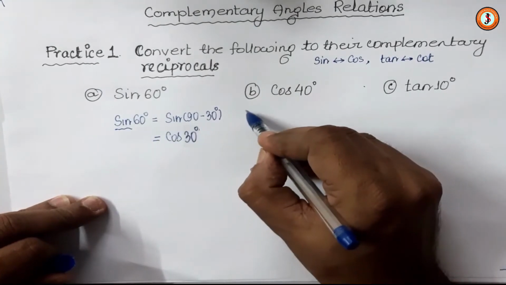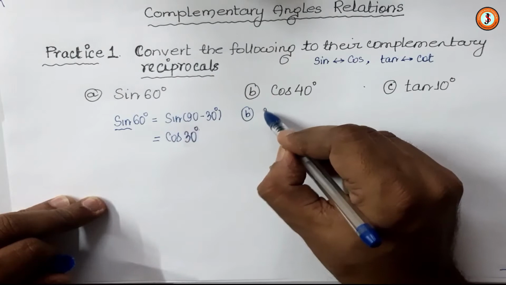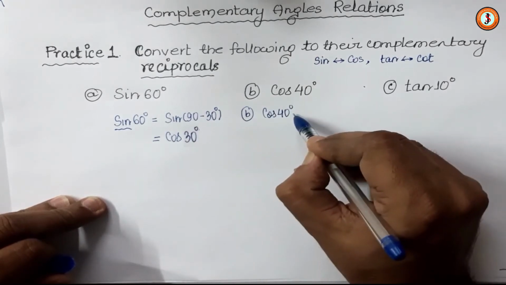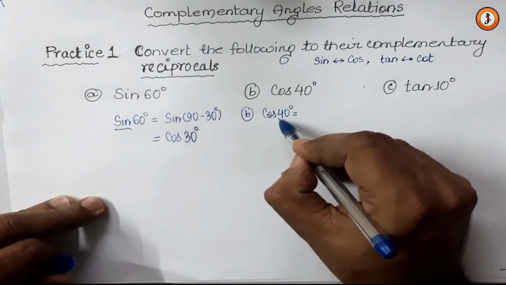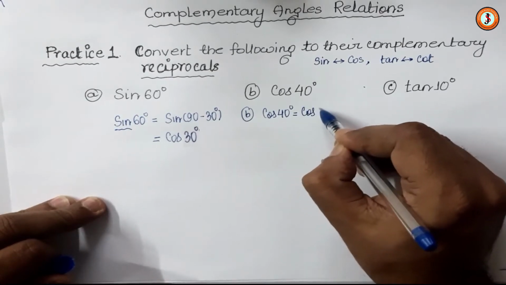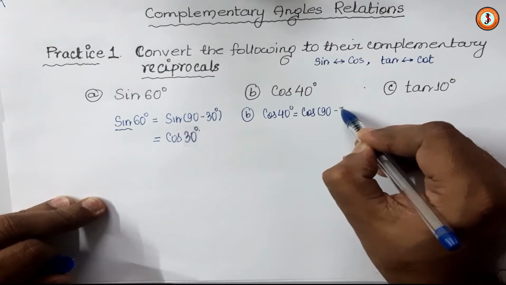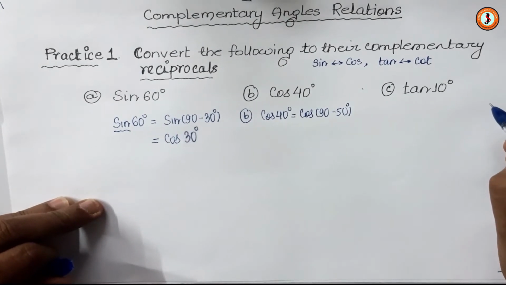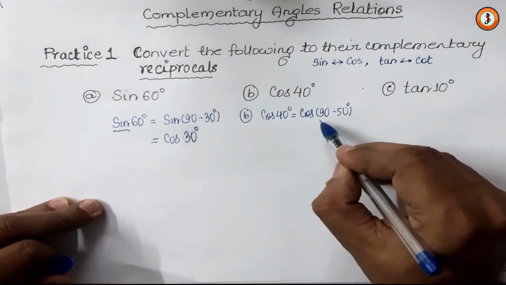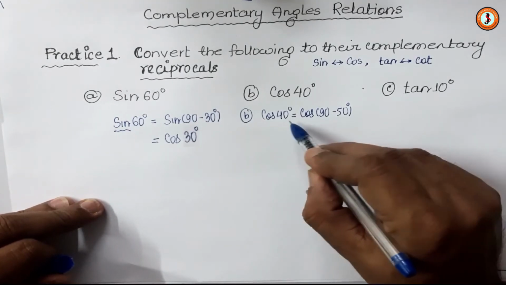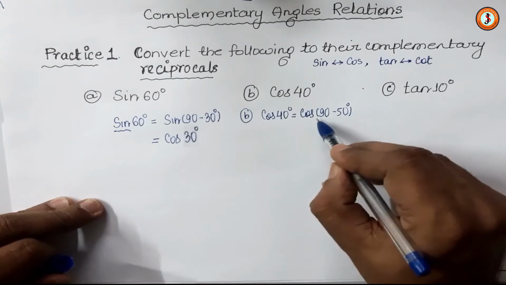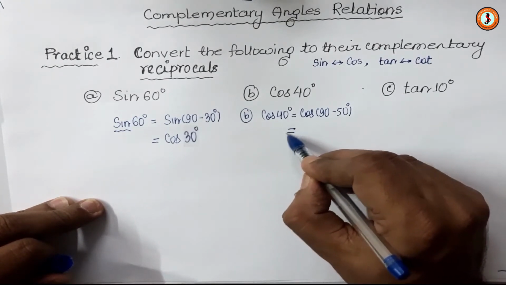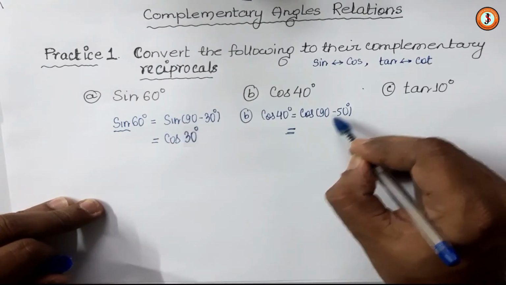Now we go to the next one, same pattern, cos 40. I don't change the ratio first. I change only the angle. So 90 minus 50. I write it in terms of 90. So 40 is 90 minus 50. Now cos 90 minus 50 means cos 40, but now it is set into the formula, cos 90 minus theta is equal to sin theta.